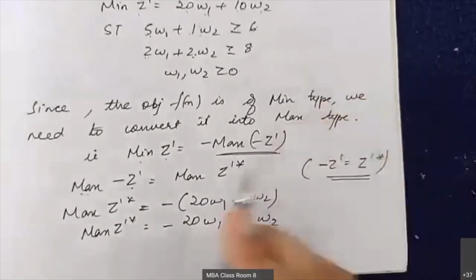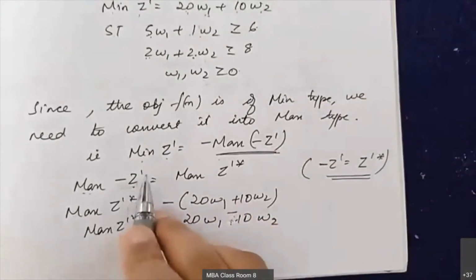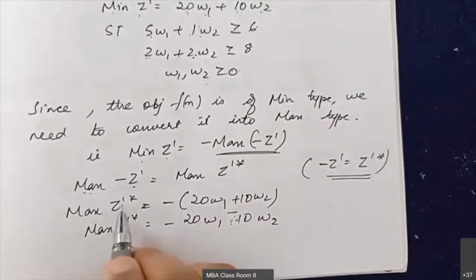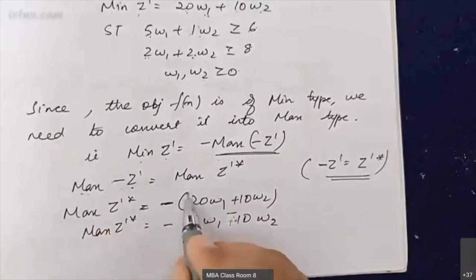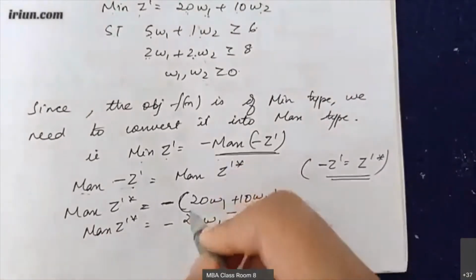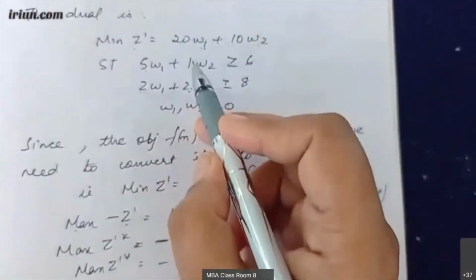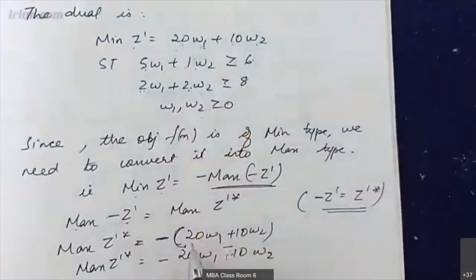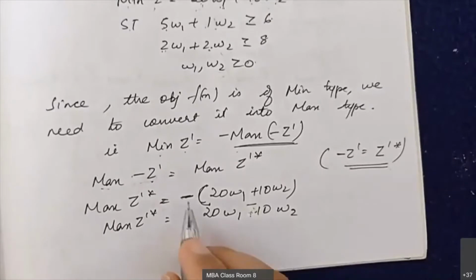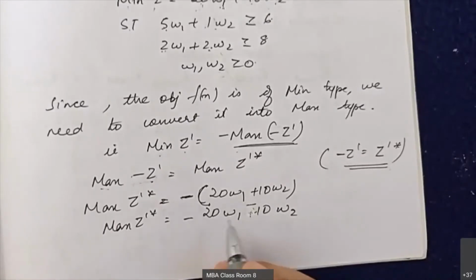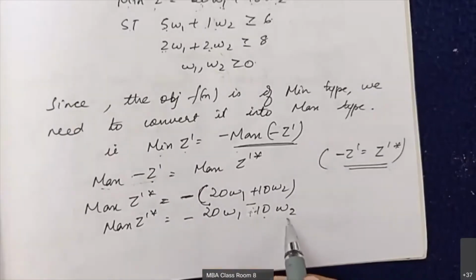Next, max of z dash star is equal to minus of the objective function of the dual. I've written that over here. Open the brackets: max of z dash star is equal to minus 20 W1, and again taking the minus inside, minus 10 W2.